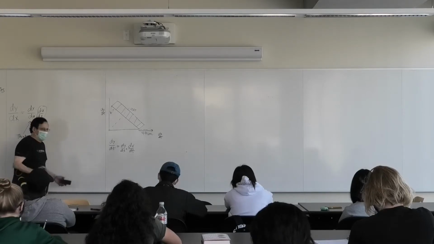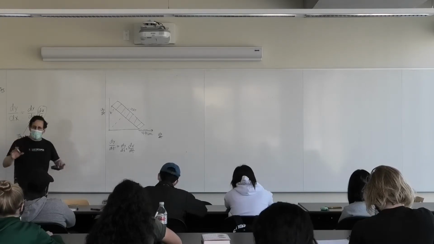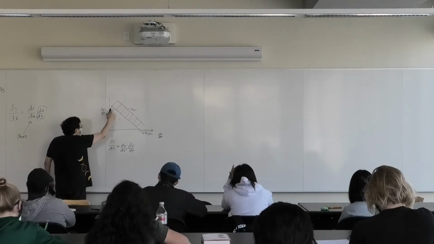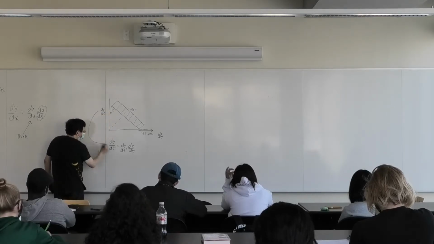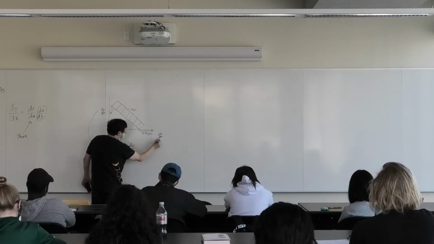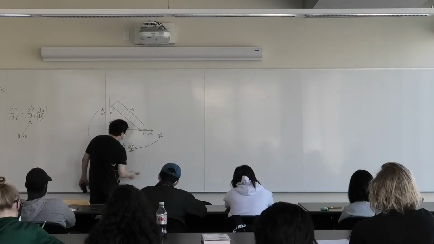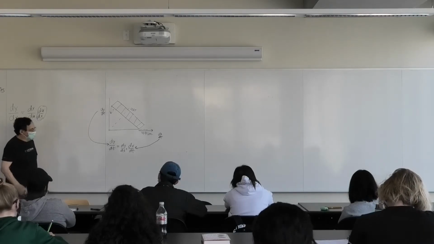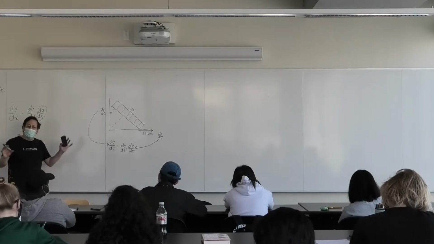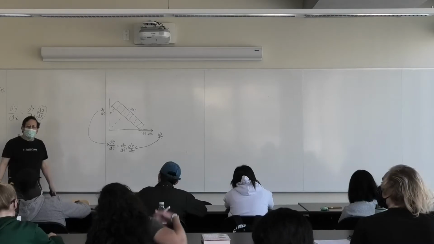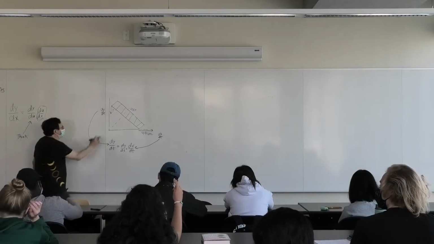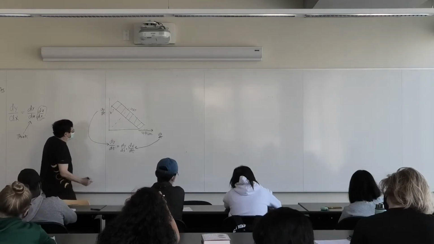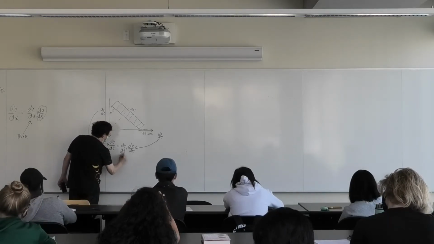I kind of did that in a haphazard way, but I want to know how fast this is moving. That's my dy dt. I know how fast the bottom is moving. That's my 4 feet per second. I did that kind of ad hoc. I didn't really have to understand what was going on. I just kind of fit the variables to the chain. That leaves me with this.